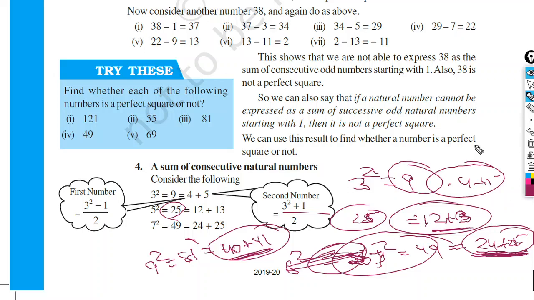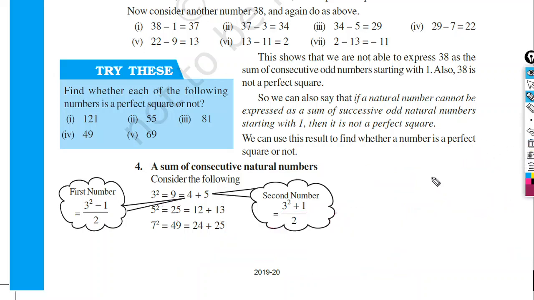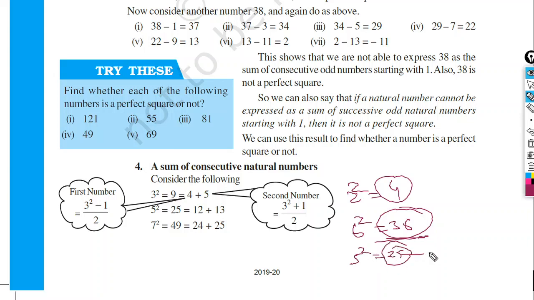But you can't write this for, say, 2 square equals 4. 4 you can't write as consecutive natural numbers. 6 square equals 36; for 36 you can't write both numbers as consecutive natural numbers. But you can write 5 square equals 25: for 25 you can write 12 plus 13.